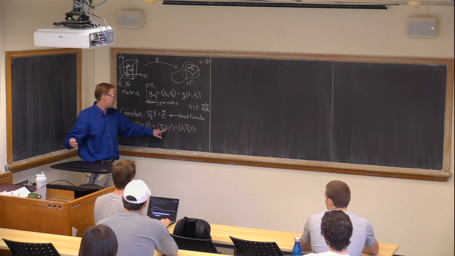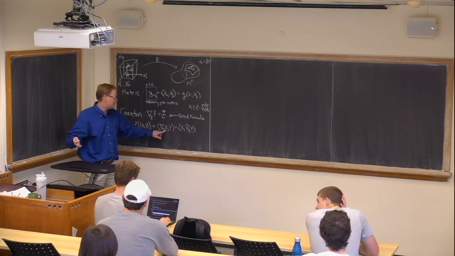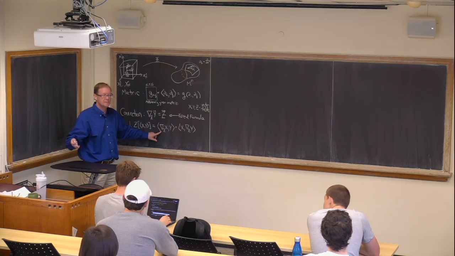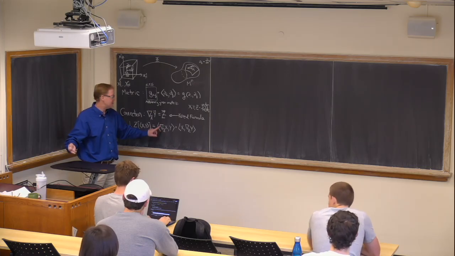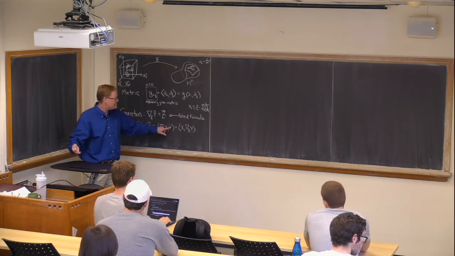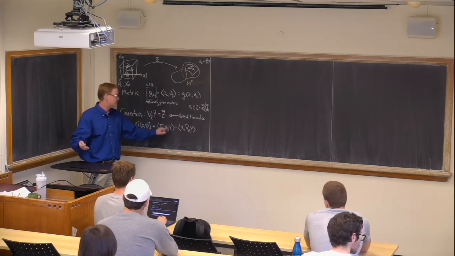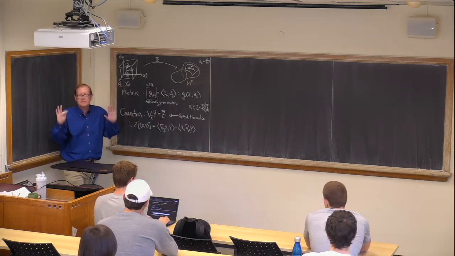A covariant derivative is like a directional derivative, but for a vector field, right? You're taking the derivative of the vector field x in the direction of z. That gives me a vector field out. It gives me a vector at every point, otherwise known as a vector field. You take the dot product of this vector field with that vector field, that's a number at each point, otherwise known as a function, plus another function, gives you a function. Okay?